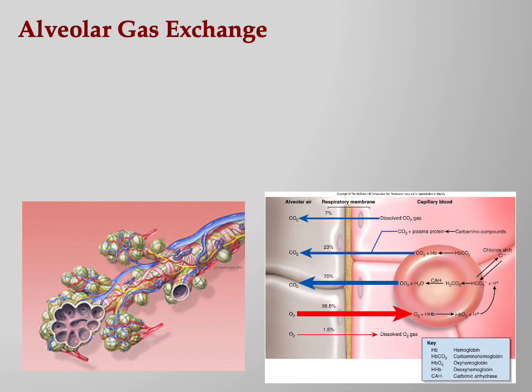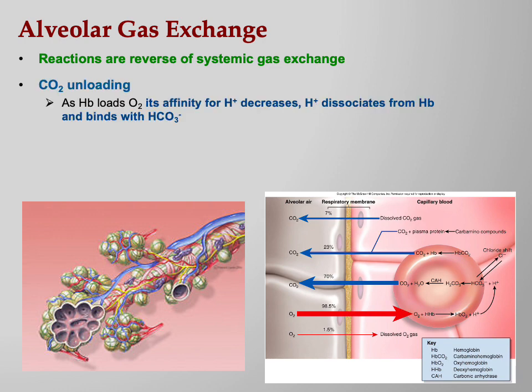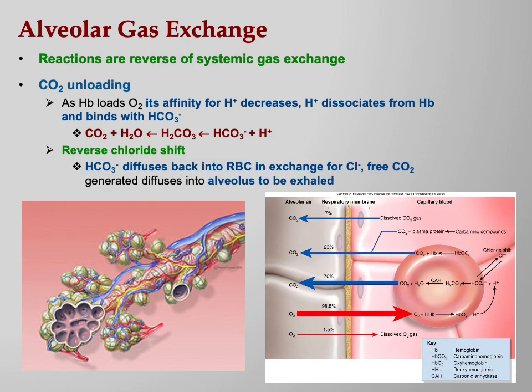And basically, it's going to be just exactly the opposite, all right? So having gone through that once, it should be easier. We're just now going to do it in reverse. So the reactions are the reverse of systemic gas exchange. We have to unload CO2 and undo all that binding. The chemical reaction runs in the opposite direction. And now we have the reverse chloride shift, okay? So look again at the little diagram in the lower right. So now we're in the lungs.